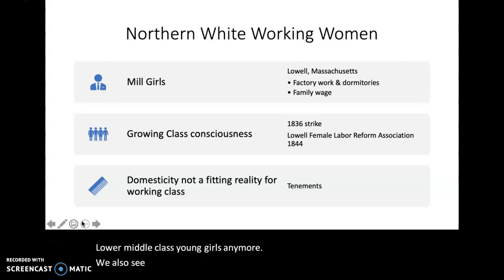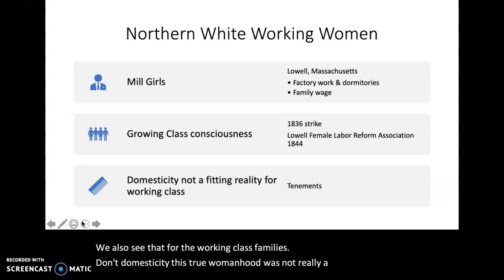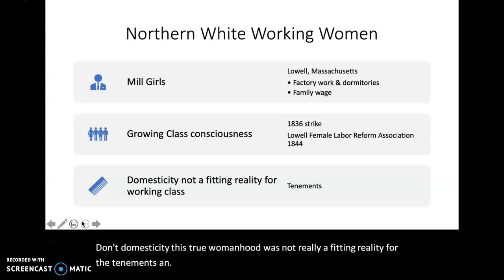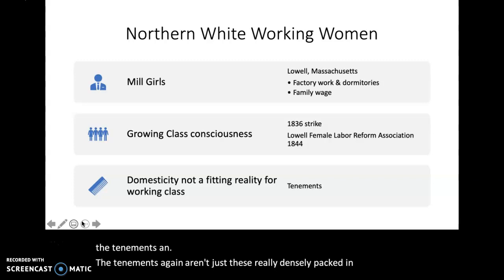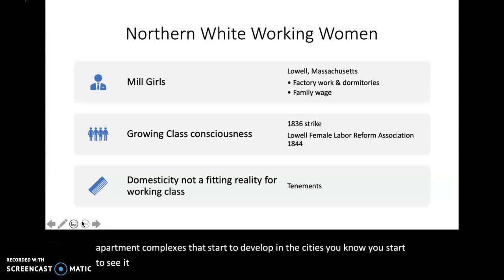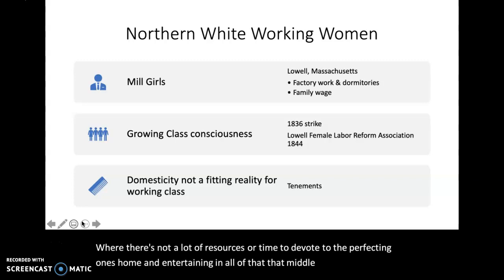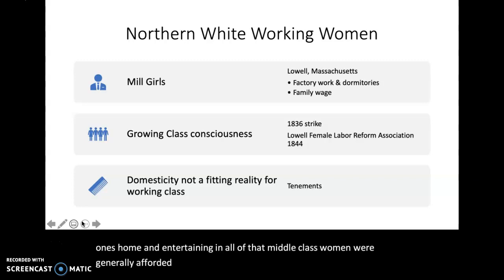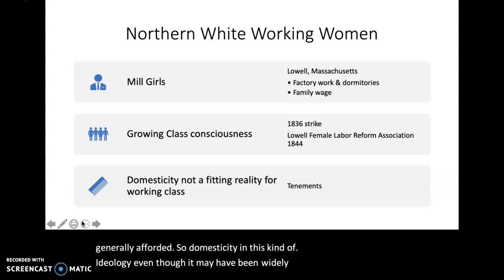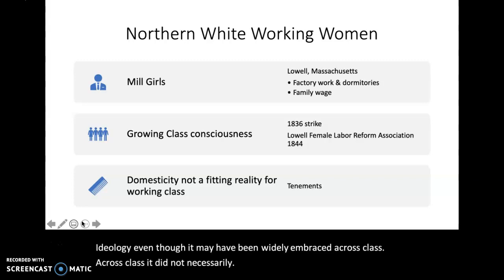We also see that for the working class families, domesticity, this true womanhood, was not really a fitting reality for the tenements. And the tenements, again, are just these really densely packed in, basically apartment complexes that start to develop in the cities. You start to see it in New York first, and it spreads throughout the West, like in Chicago and elsewhere, where there's not a lot of resources or time to devote to perfecting one's home and entertaining and all of that middle class women were generally afforded. So domesticity and this kind of ideology, even though it may have been widely embraced across class, it did not necessarily fit in as a reality for the working class.